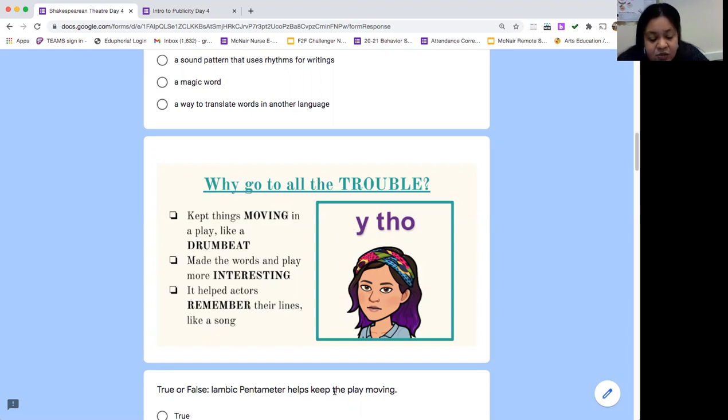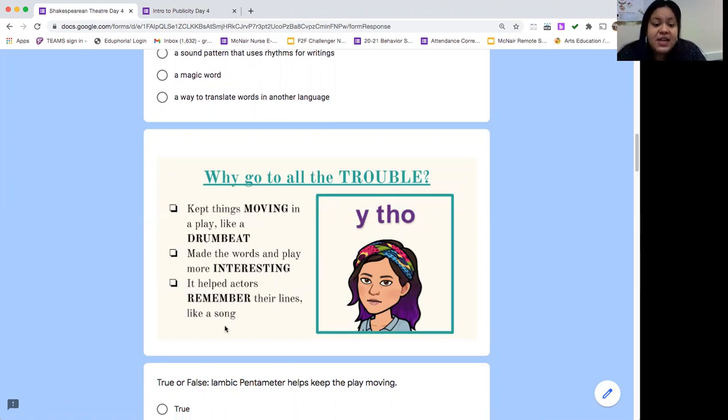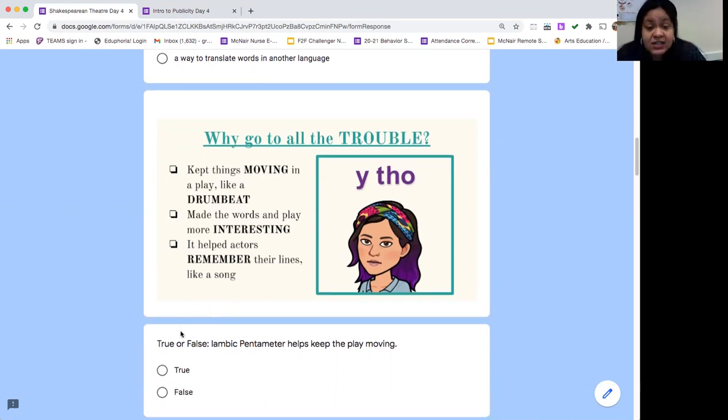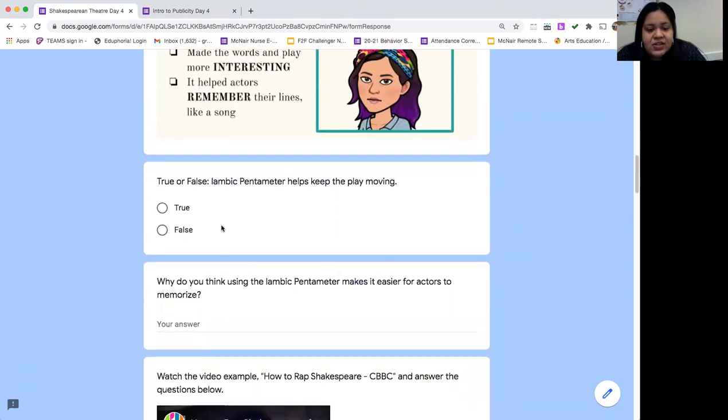But if you put it to a song, because there's a rhythm, because there's a pattern that your brain is matching with the words, it helps you to remember better. So iambic pentameter helped actors to remember their lines a little bit better because it was that same sort of idea as matching it to a song. And so you'll answer your 2 reflection questions here.